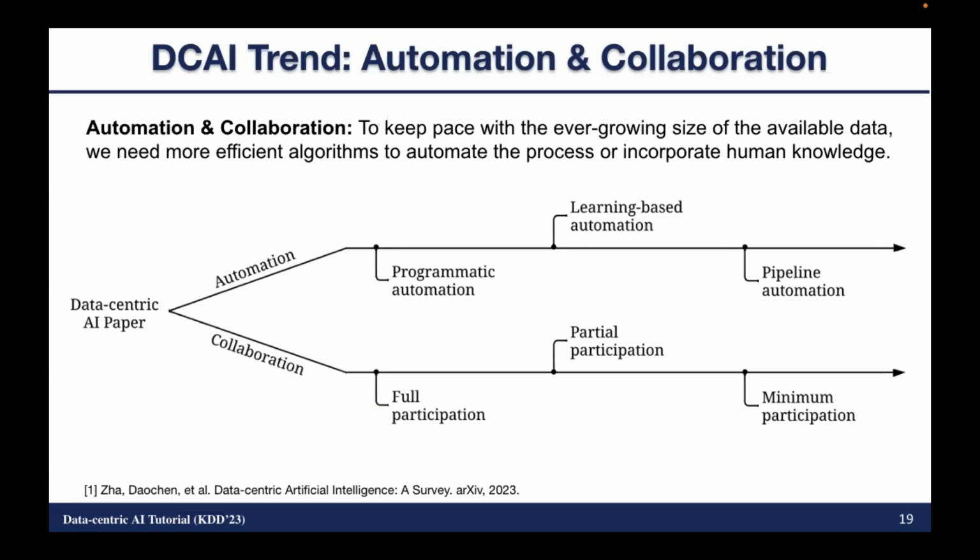Before we dig into the details, I would like to also introduce several DCAI trends. The first one is called automation and collaboration. To keep pace with the ever-growing size of available data, especially with this wave of foundation models, we have experienced so much growth of training data. We need more efficient algorithms to automate this process and incorporate human knowledge through automation and collaboration. Automation includes, for example, programming automation and learning-based, pipeline-based automation, and collaboration involves different ways of modeling and incorporating human knowledge.